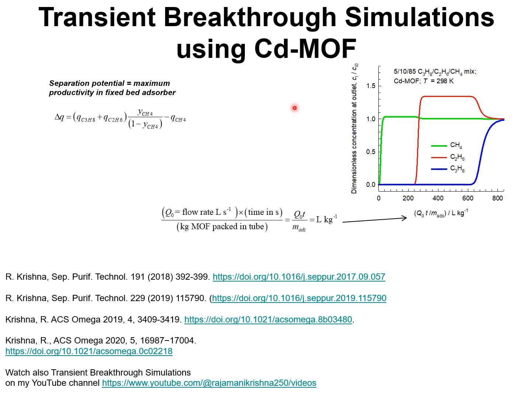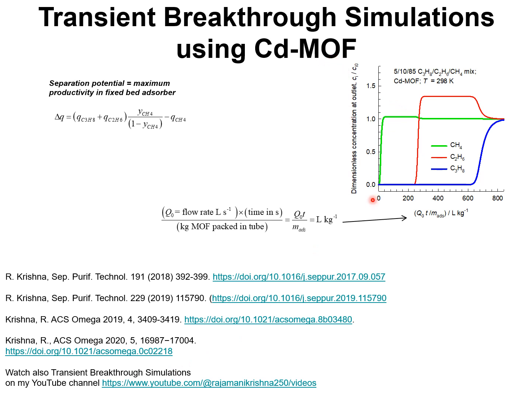In order to understand which metric is appropriate for natural gas purification, I present here transient breakthrough simulations for a mixture of propane, ethane, and methane in the proportion 5, 10, 85 at a temperature of 298 Kelvin. The breakthrough simulation methodology is discussed in detail in my previous publications. Watch also my presentations on transient breakthrough simulations on this YouTube channel.